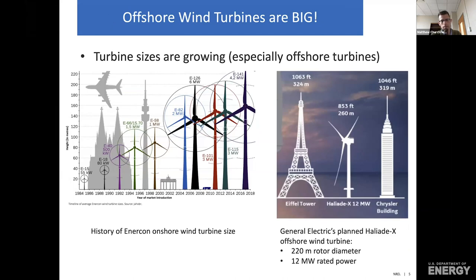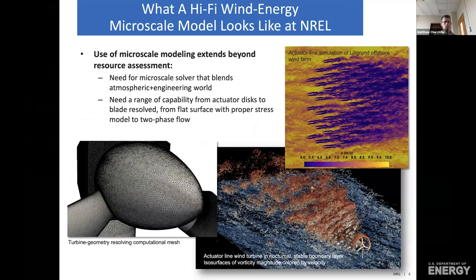And then the sizes are just becoming amazing. The idea of 20 megawatt turbines is not out of reason now. On the right is General Electric's Haliade 12 megawatt turbine. You start thinking about 220 meter rotor diameters, and about the lower frequency turbulent structures coming through the rotor, and turbulence modeling and understanding how that impacts these turbines, especially if they're floating, becomes so important. And you only get that through the microscale. Okay, so what does high fidelity wind energy microscale modeling look like at NREL? This is the picture in my head.